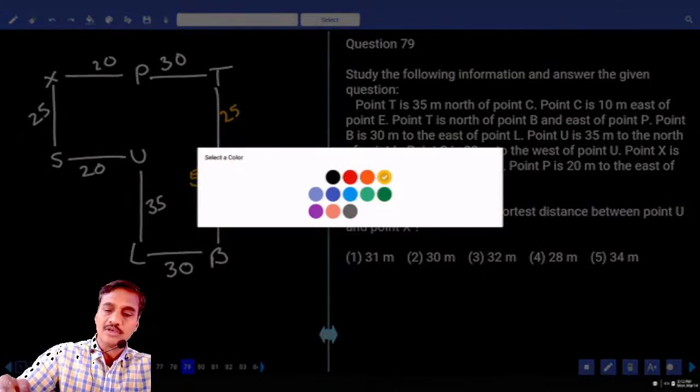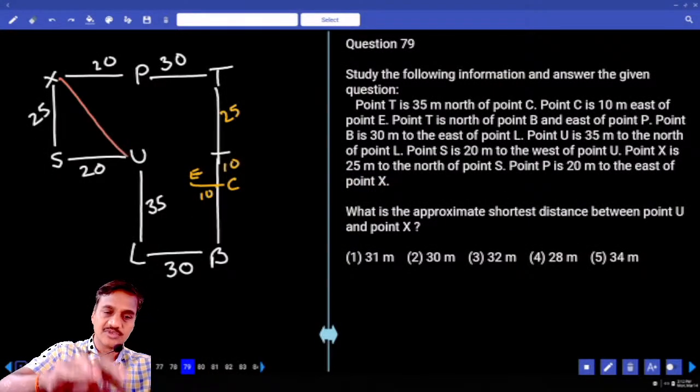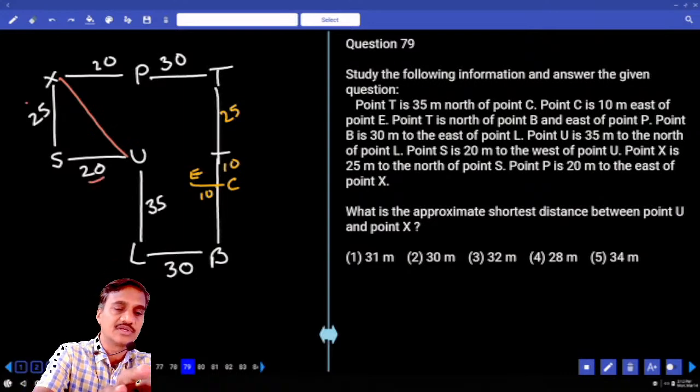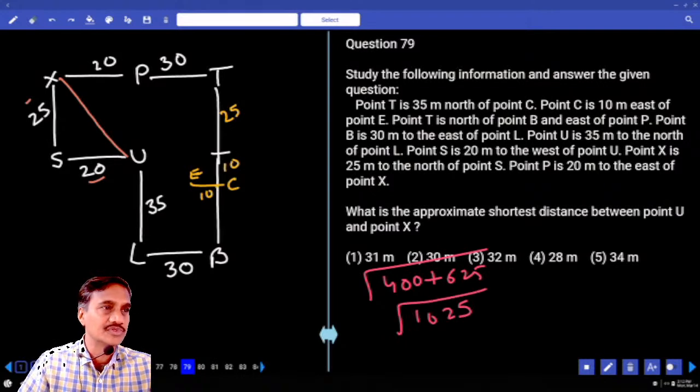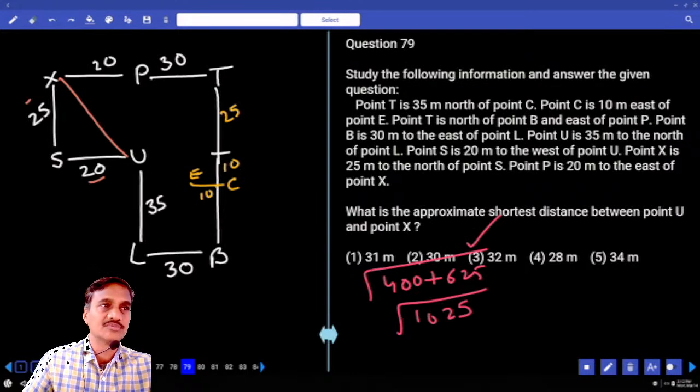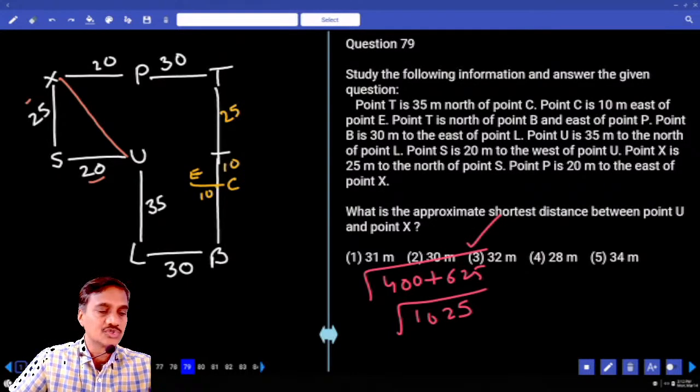We need to find out the shortest distance between these two. Now this is 20 and 25. 20 square is how much? 400, and 25 square is 625, and the sum of these two is 1025. Now 1025 is what? Square root of 1025. Approximately 32. 32 square is 1024, isn't it? It is approximately equal to 32 meters. Choice 3, question number 79.